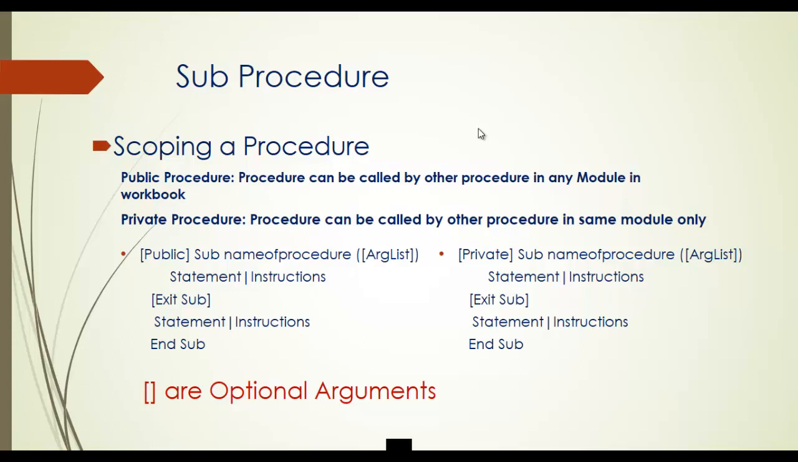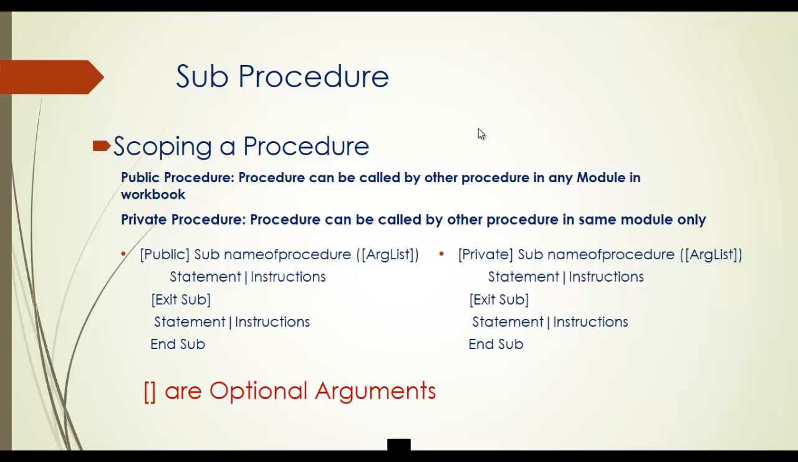Public is the default when we are creating a macro. So usually we don't have to write the public keyword before our sub, before creating a sub procedure. It's taken by default. A public procedure can be called by any other procedure in any module of that particular workbook. And what is private? A private procedure can be called by another procedure, but it should be in the same module only.